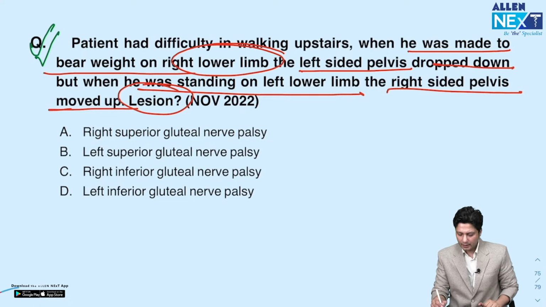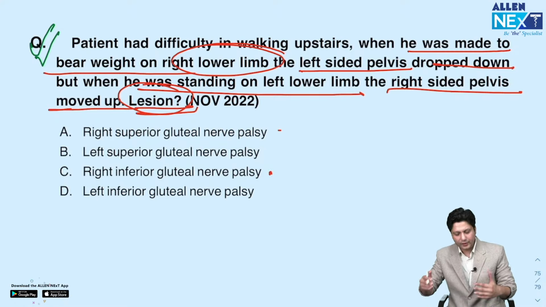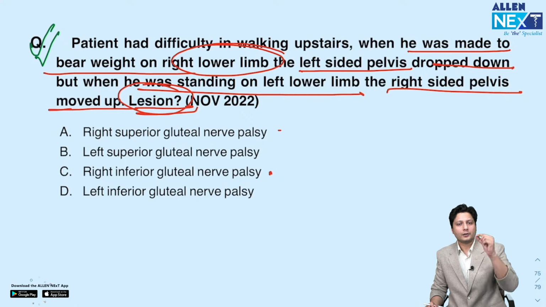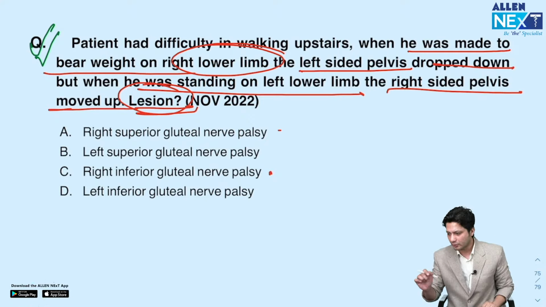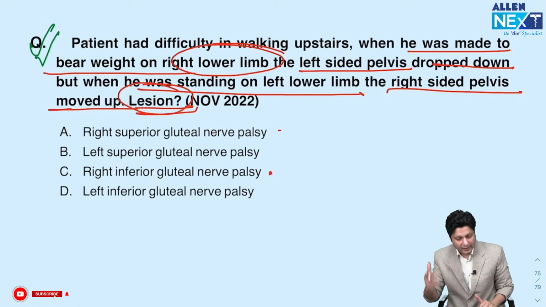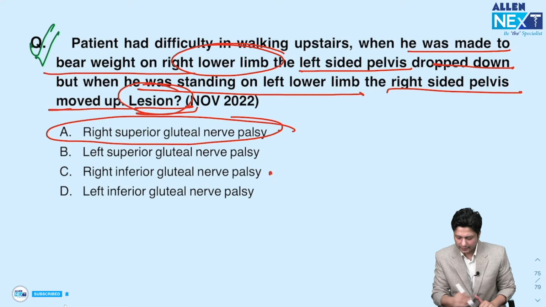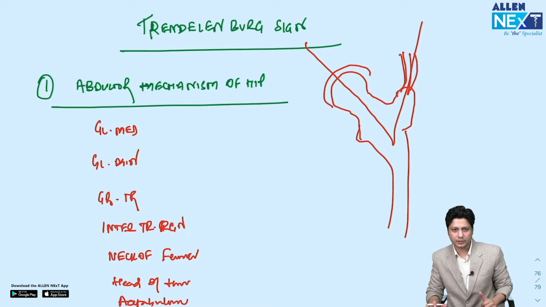And so what is the lesion? You are left with the right-sided superior gluteal nerve option or the right-sided inferior gluteal nerve option. And you know that gluteus medius and gluteus minimus are the two muscles that are components of the abductor mechanism of the hip joint, and they are supplied by the superior gluteal nerve. So the answer for this question is right-sided superior gluteal nerve palsy. Hopefully you have understood how to approach these kinds of questions related to the Trendelenburg test.